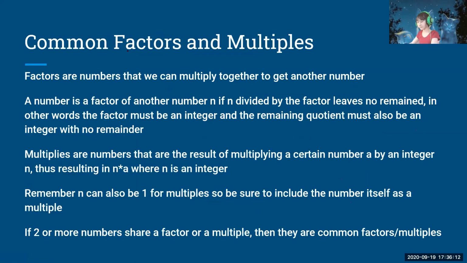There you go. All right, common factors and multiples. You guys know that factors are numbers that we can multiply together to get another number. A number is a factor of a number n if n divided by that factor leaves no remainder.